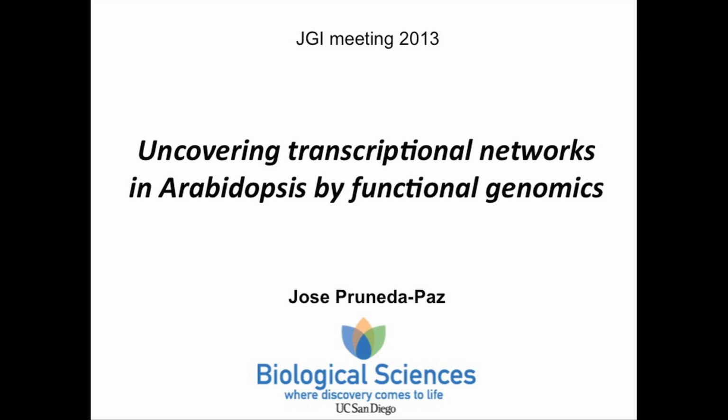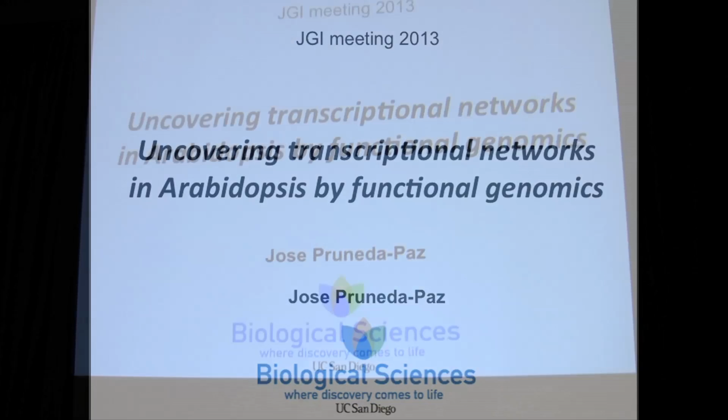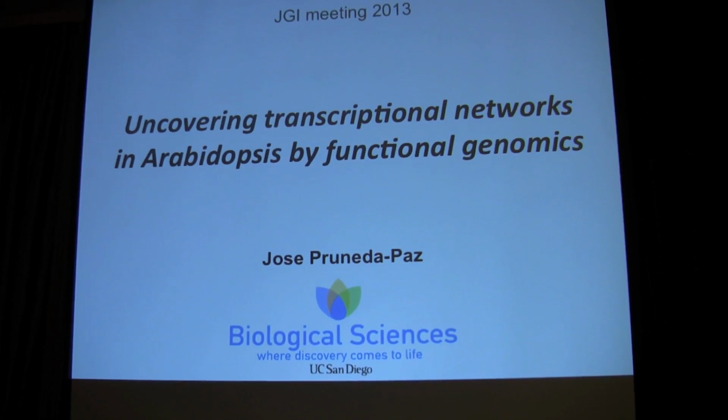It has been very exciting to have a different perspective than the one that we usually have in the lab. And so today I'm going to talk about one strategy that we have started to use to try to deconvolute very complex transcriptional networks in Arabidopsis. And I will try to focus on or give you a sort of historical perspective on how this strategy was evolving in our hands.